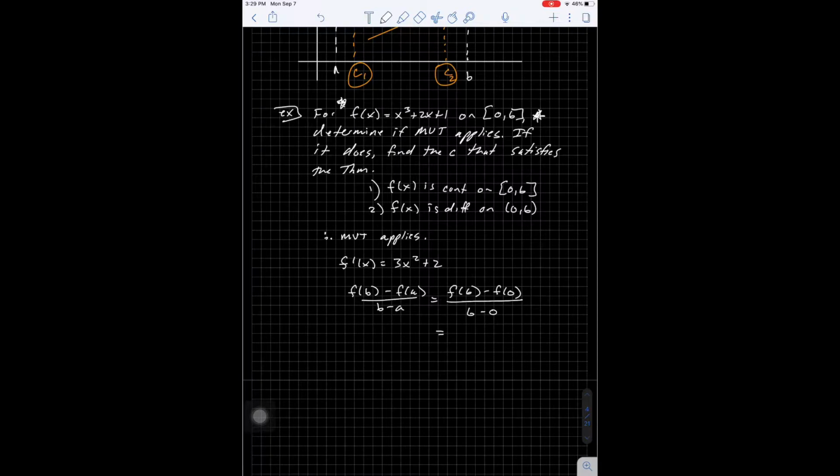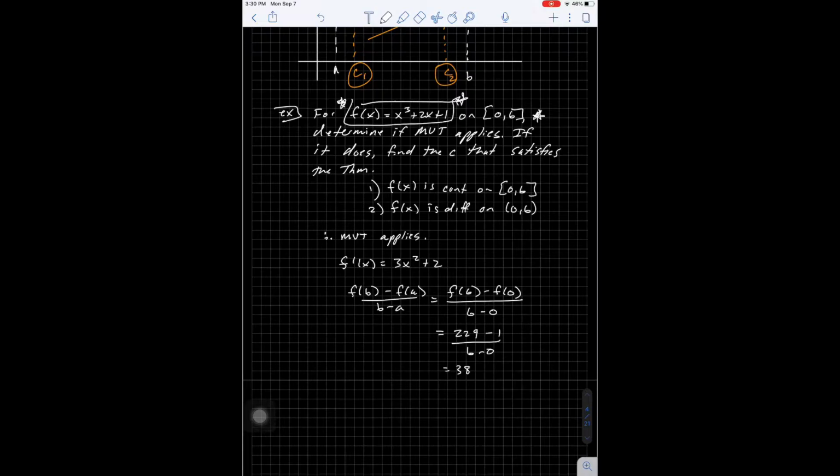So f of 6 is going to be, if my calculations are right, 229. What I'm doing is taking 6 and plugging it into the original function up here. So 6 cubed plus 12 plus 1, and then minus, plug in 0 and you get 1, over 6 minus 0, and this ends up being 38.